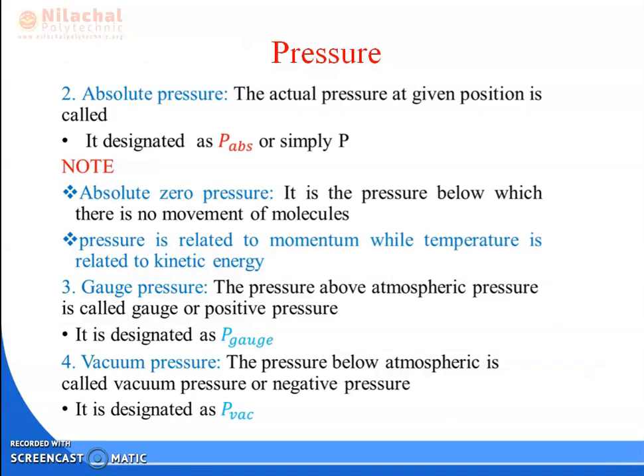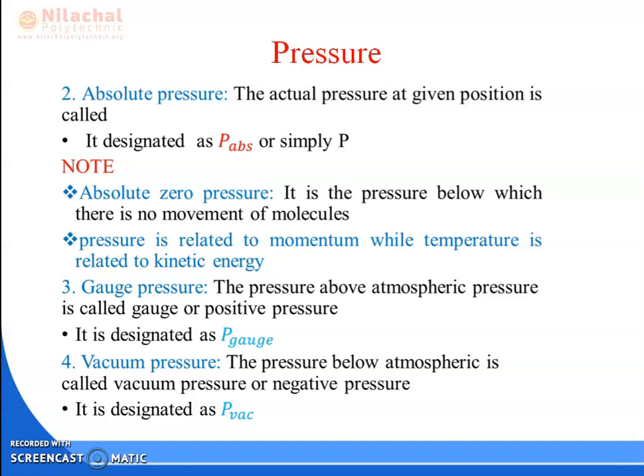Next is absolute pressure. What is absolute pressure? The actual pressure at a given position is called absolute pressure. It is designated as P absolute or simply P. Absolute zero pressure is the pressure below which there is no movement of the molecules. That pressure is known as absolute zero pressure, and you can say that is the absolute zero pressure line. Pressure is related to momentum, while temperature is related to kinetic energy. That we will read later, how temperature is related to kinetic energy.